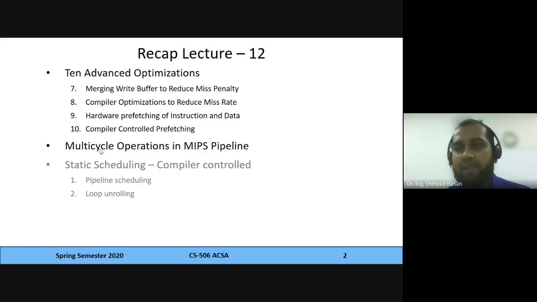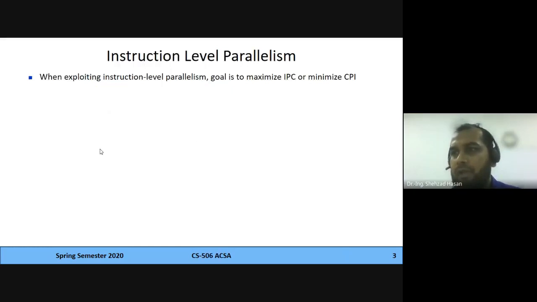Then in the same slide, we also introduced the topic of static scheduling. And I said I will cover it from this point: static scheduling, the compiler controlled scheduling technique. I am going to do this today as well. So if you have any questions, you can ask me.